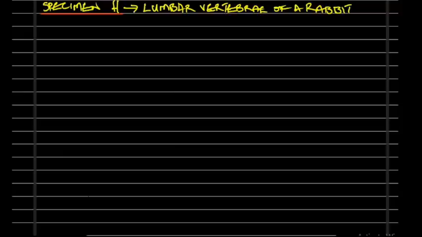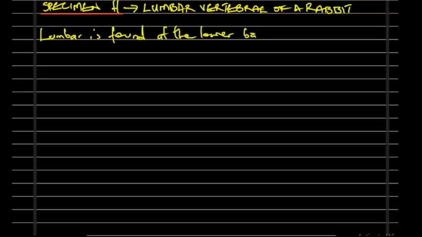So we are going to talk about the lumbar right now. What we have to say about the lumbar is that it is also a set of bones on the vertebral column of the organism. The lumbar is found at the lower back of the backbone. That is where it sits, that is its position.